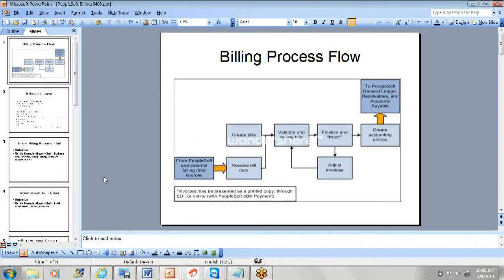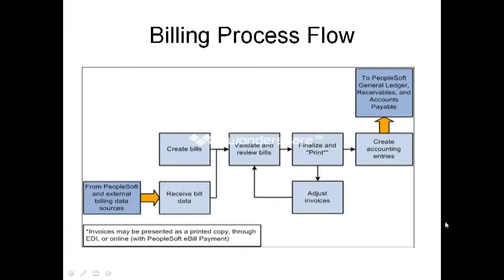Okay, so let's look at this billing process flow. The main purpose of billing is to create and enter bills, print the invoice and send it to the customer, and then send the customer balances and bill receivable information to the accounts receivable module, and then send the accounting entries to general ledger.